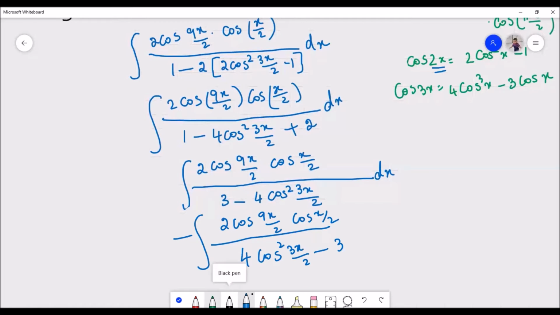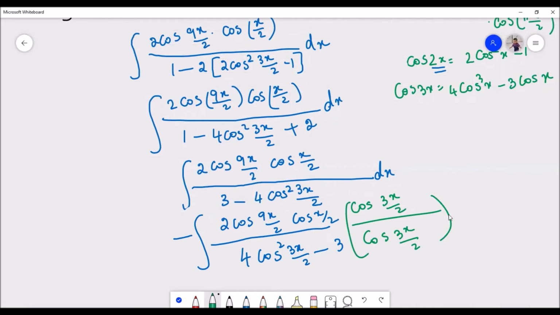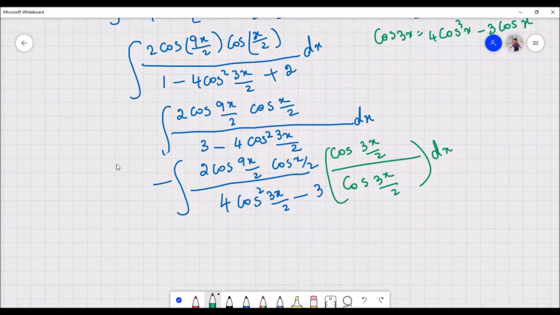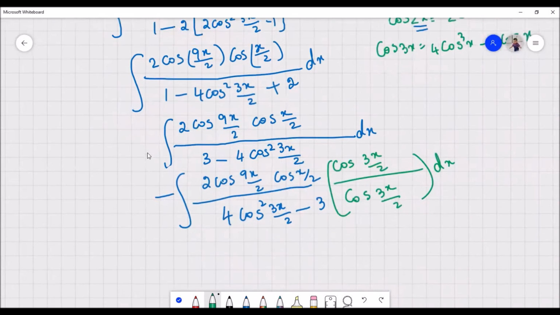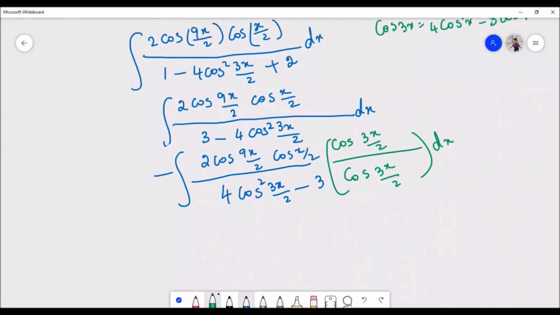So let me multiply and divide cos 3x by 2. Numerator cos 3x by 2 and denominator again cos 3x by 2. I'm multiplying and dividing this term, so I'm not changing the meaning of the given problem. If we multiply and divide, we are not changing anything. We are just multiplying by 1, right? Fine, so now proceeding.